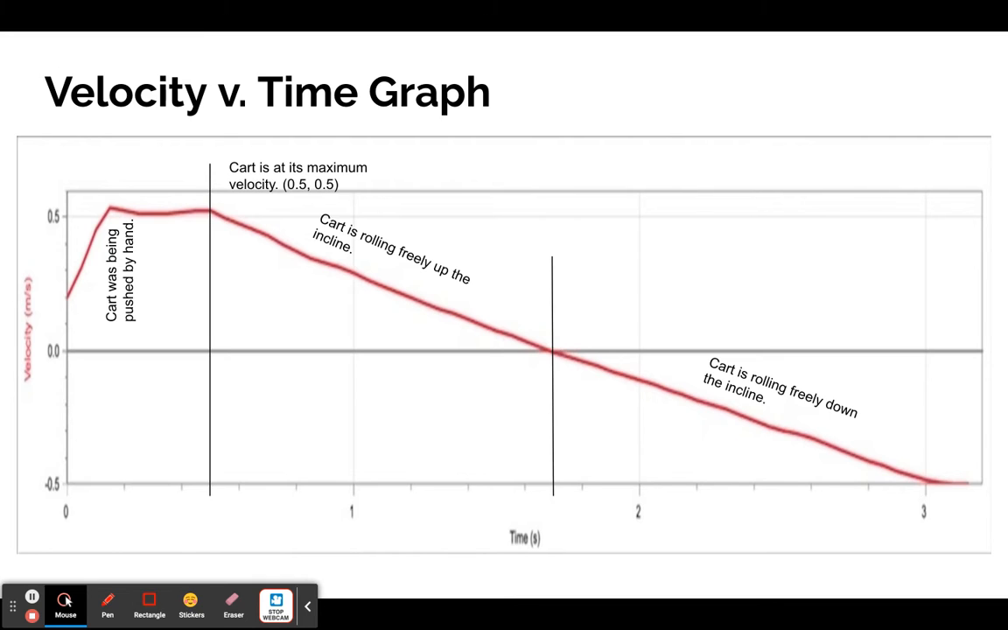You're giving your cart a push. You know that it is slowing down at first. So you should see your velocity start at a maximum positive. That velocity is going to decrease until it reaches the maximum height on the ramp. And then as it begins to change direction, that velocity is going to become more and more negative as the cart speeds up as it rolls down the incline.